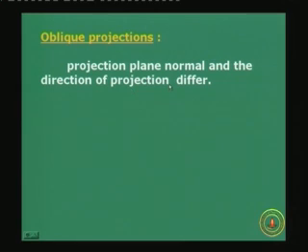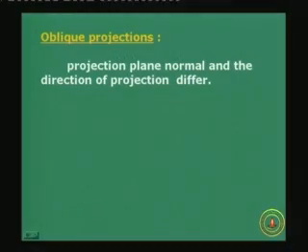The other type of parallel projection is the oblique projection, which says, as you see on the screen, that the projection plane normal and the direction of projection differ. This is very unique in the sense that you are going to have almost for the first time a scenario where the projection plane normal and the direction of the projection are not the same. In perspective projection and in orthographic under the category of parallel projection, always we had a scenario where the projection plane normal and the direction of projection, those 2 vectors, were the same and they coincided.